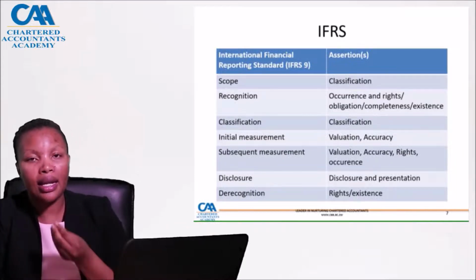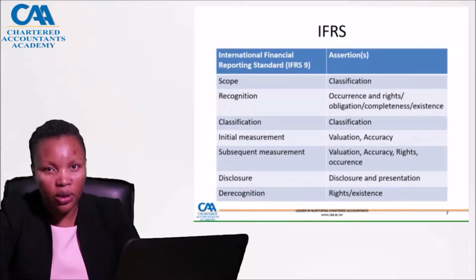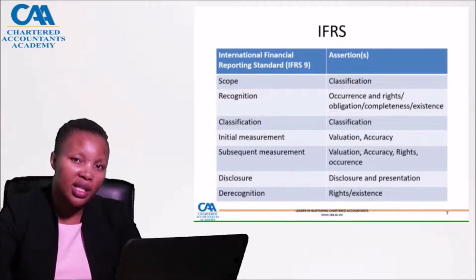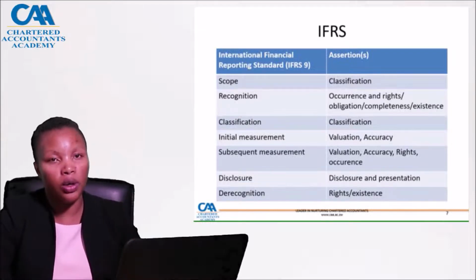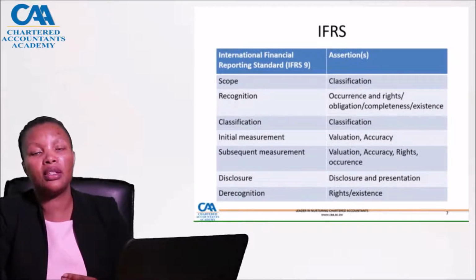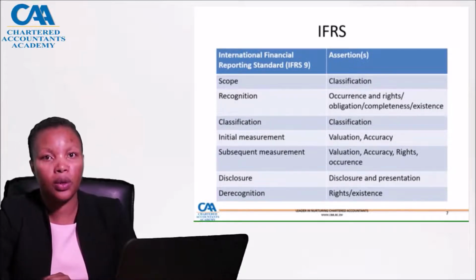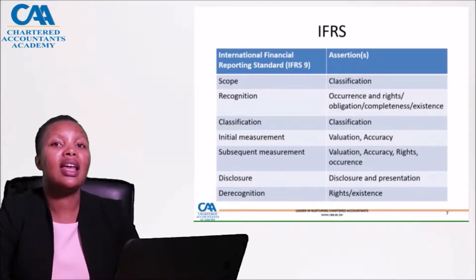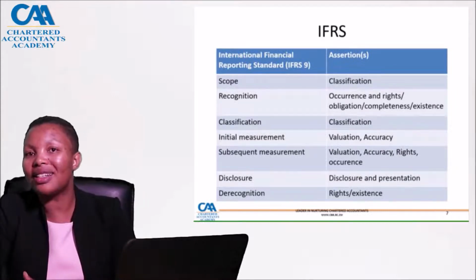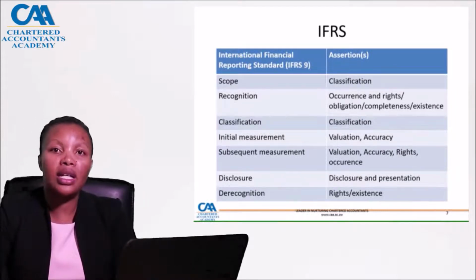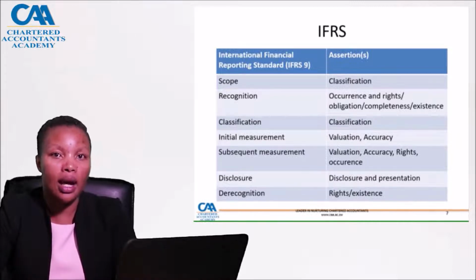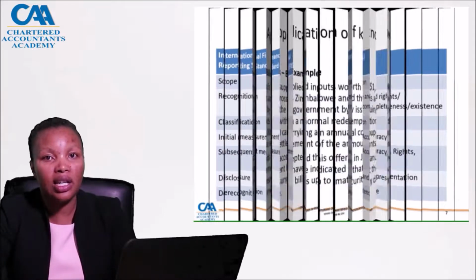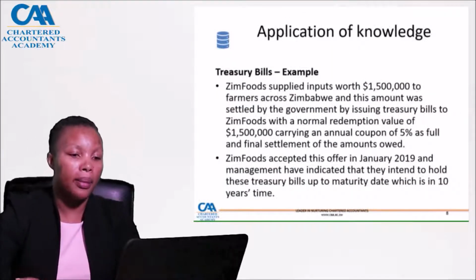So which assertions are dealing with the initial measurement? And that could be your valuation, or it could be your accuracy. Then you formulate your substantive procedures to test for valuation. You formulate your substantive procedures to test for accuracy, so that you can gain comfort over the initial measurement, to say this asset or this liability was actually initially measured at the correct amount. It can also be a class of transaction that you're testing, to say, was it initially measured at the correct amount?